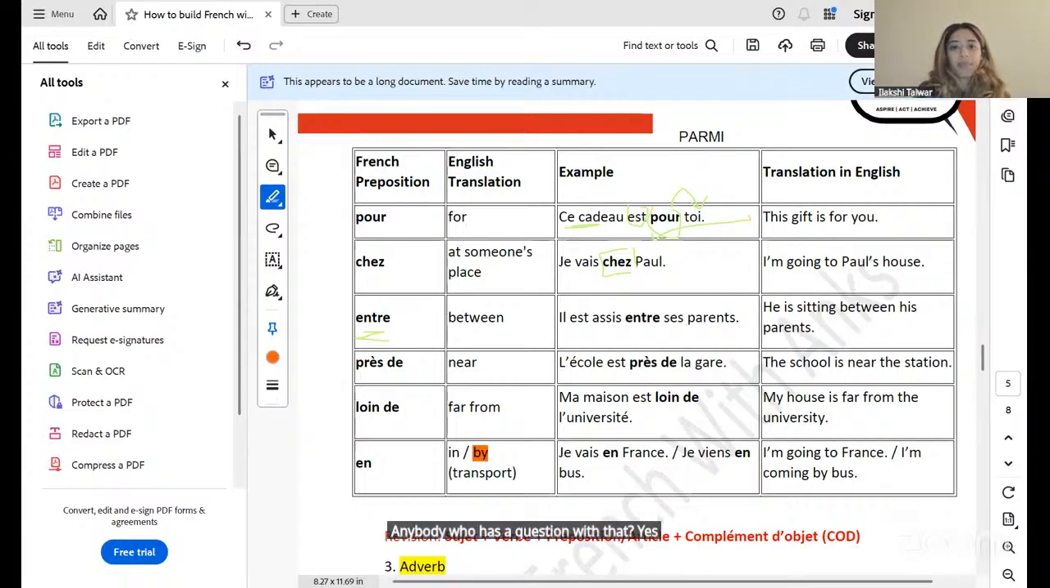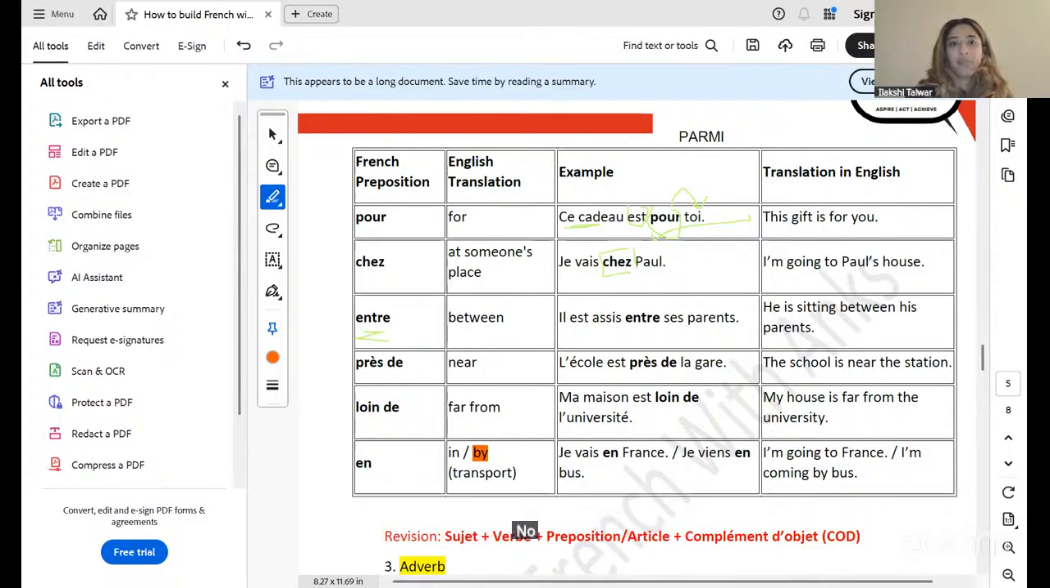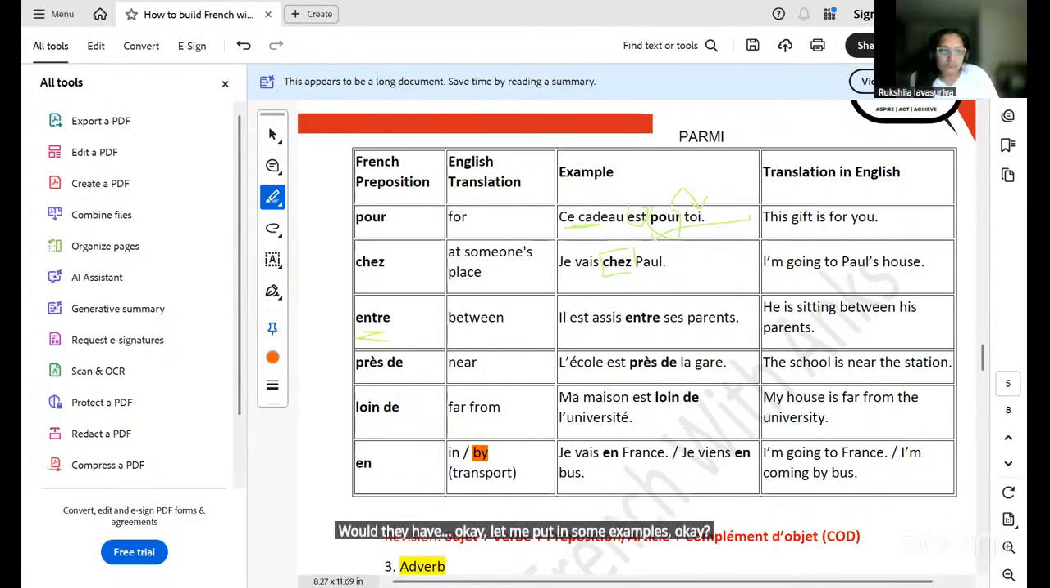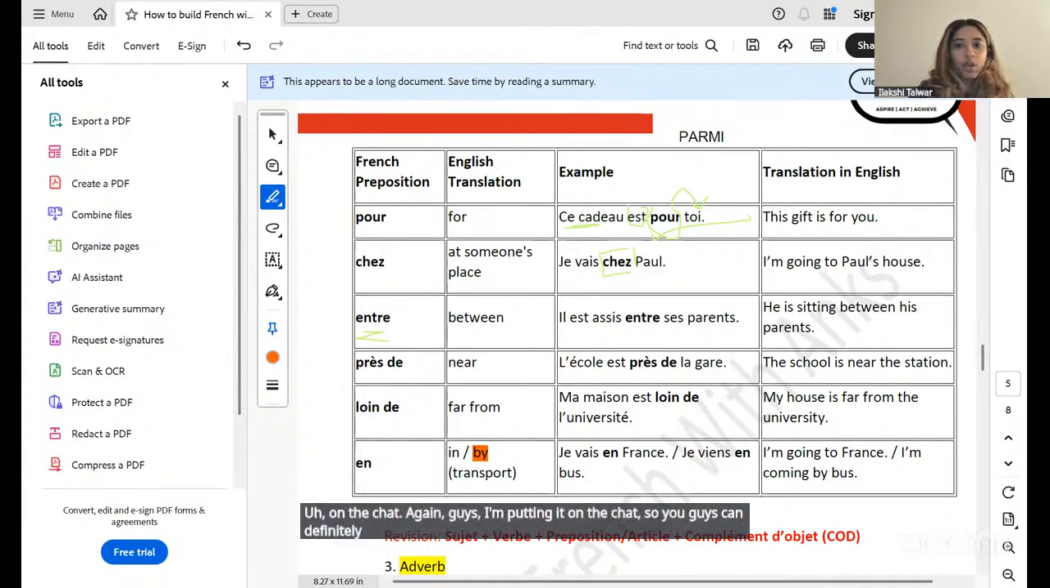Yes. So the à in the sense, is it just the a or with the accent? With the accent. Okay, let me put in some examples, okay? Perfect. Let me put in some examples that should clear it out. On the chat. Again, guys, I'm putting it on the chat so you guys can definitely copy if you want.